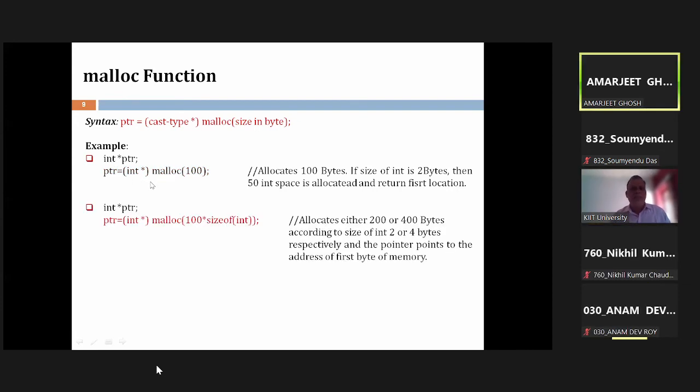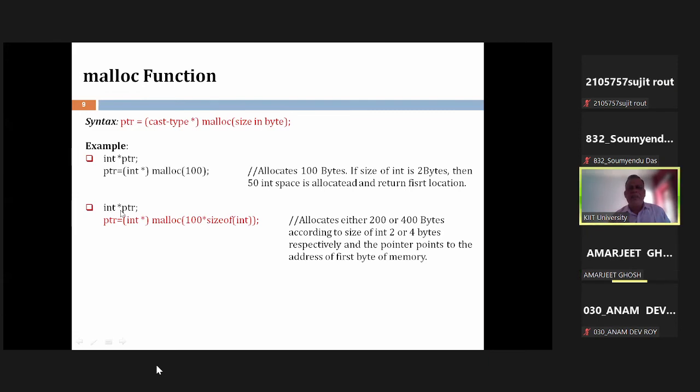Yes, sir. Again, I declared int star ptr. I do not know the actual size of integer. I thought 1 byte, that's why I put this. I require 100 integer spaces. I do not know the size of integer, so I could use it like this or not. Yes, sir. 100 into size of int, then I write malloc, then ptr points to this.